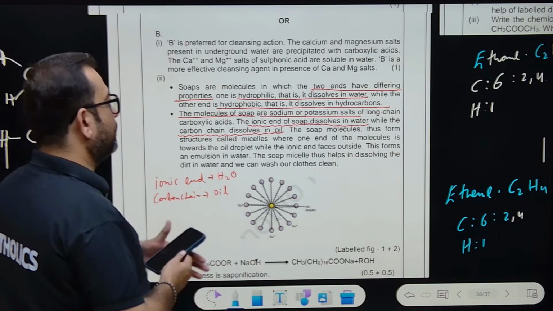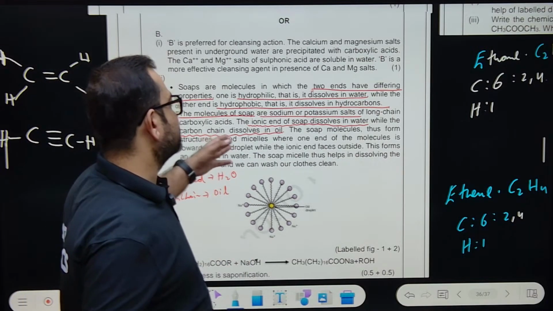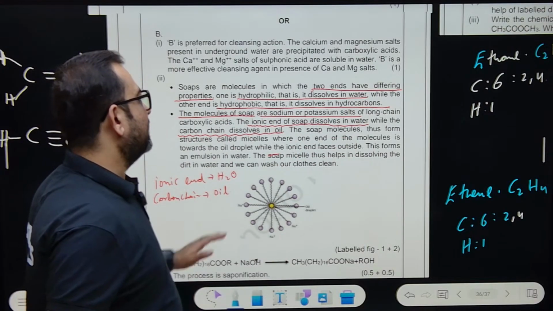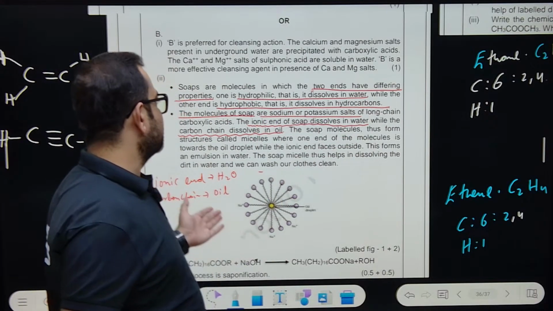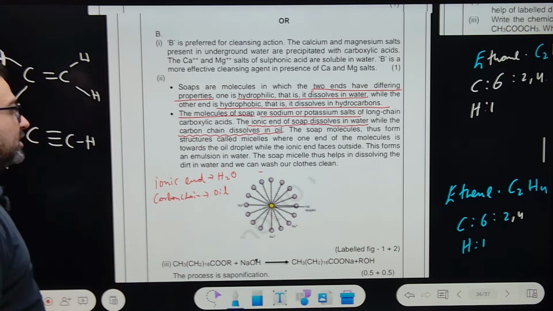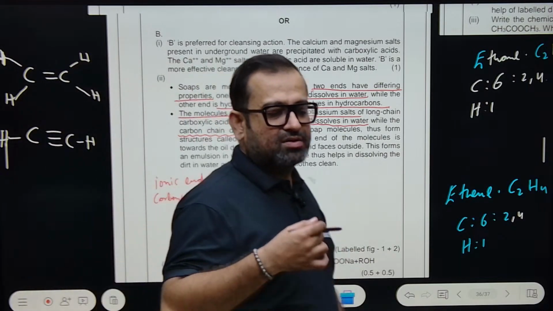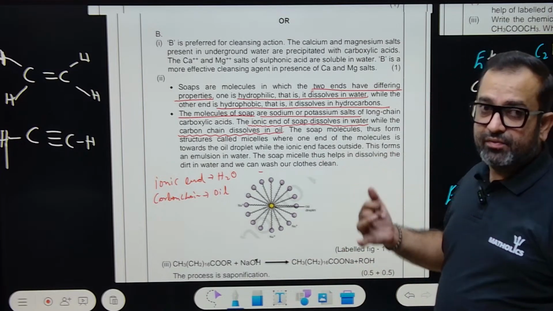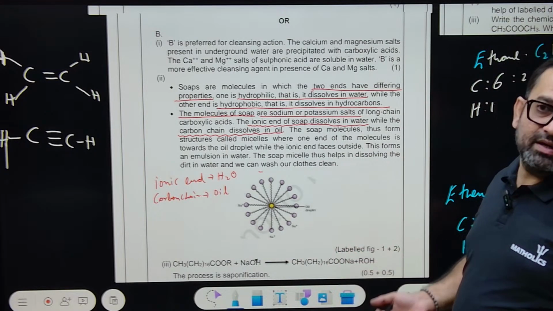The soap molecules thus form structures called micelles, where one end of the molecules is towards the oil droplet while the ionic end faces outside. This forms an emulsion in water. The soap micelle thus helps in dissolving the dirt in water and we can wash our clothes. So this is the process explaining how clothes are actually washed using soaps.